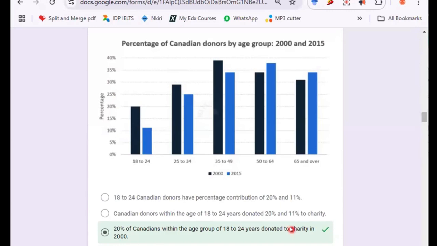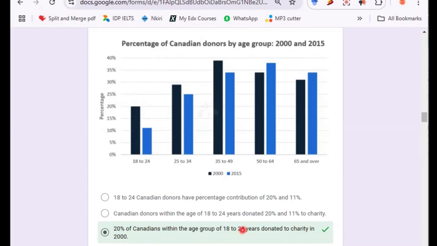Some of you might be thinking, okay, these people here, they donated 20% of their income. There's nothing on this title that suggests income. There's nothing on the y-axis that suggests income. There's nothing on the x-axis that suggests income. So it's not about 20% of their income. It's about what? 20% of the age group. That's what you have in the third option. 20% of Canadians within the age group of this. This is proper interpretation of percentages, ladies and gentlemen.